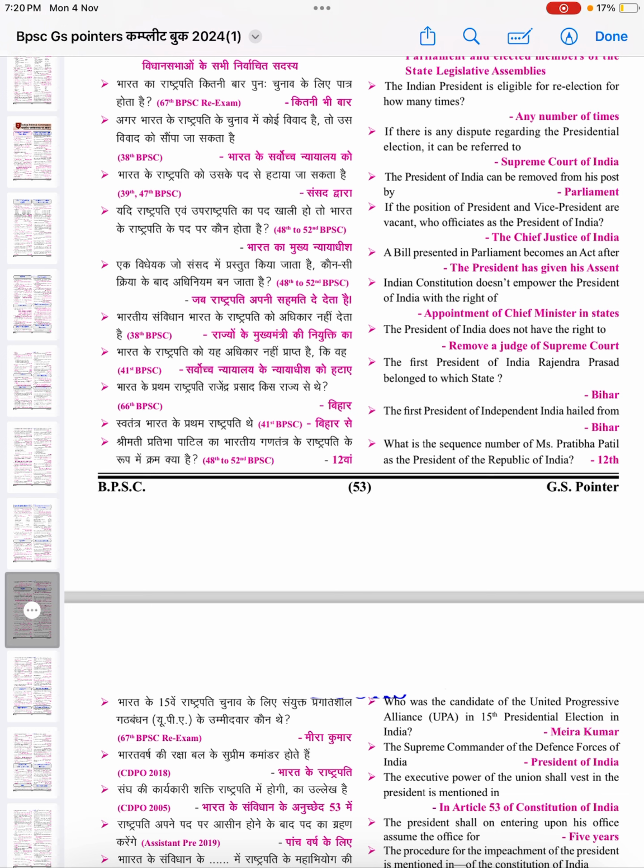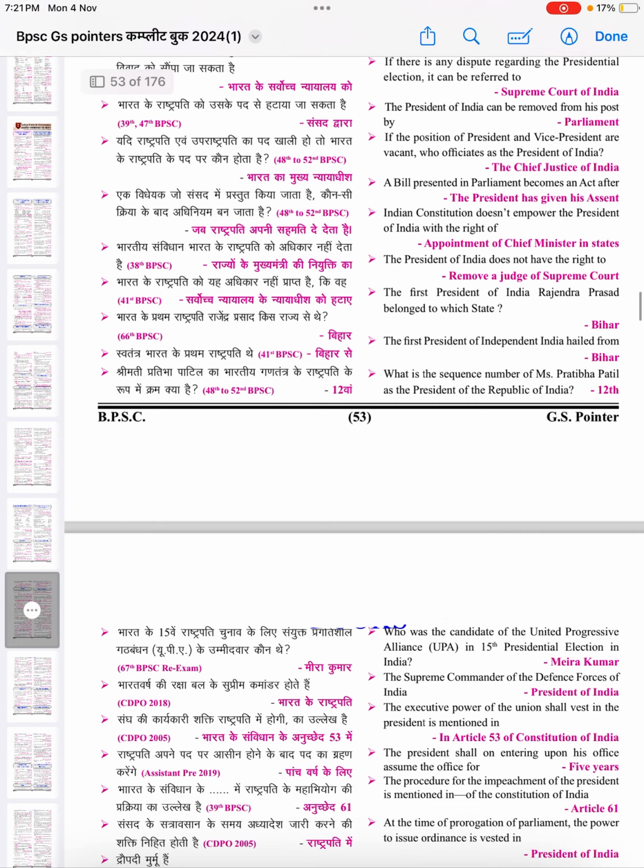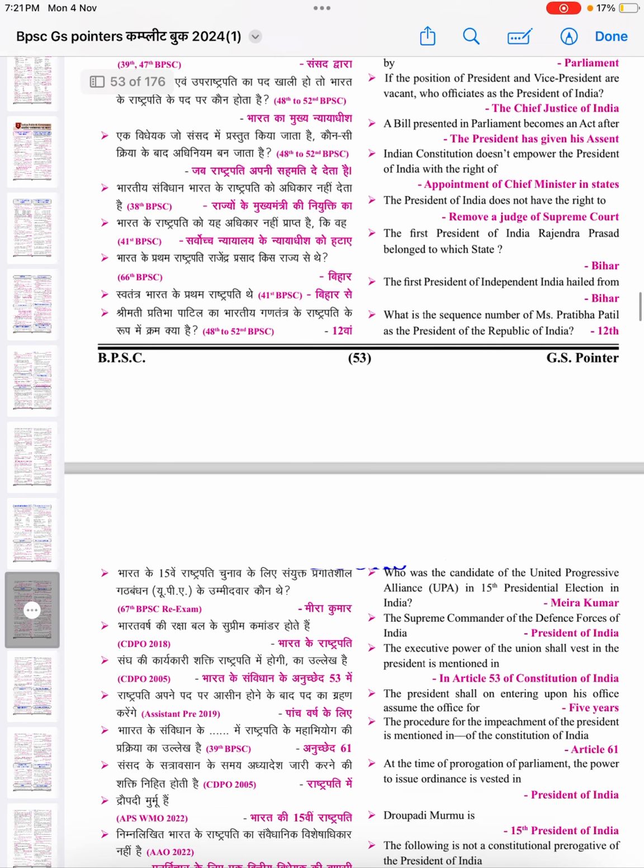The President of India can be removed from his post by Parliament. If the positions of President and Vice President are both vacant, who officiates as the President of India? The Chief Justice of India. A bill presented in Parliament becomes an act after the President has given his assent. The Indian Constitution does not empower the President with the right to appoint the Chief Minister in a state. The President of India does not have the right to remove a judge of the Supreme Court.